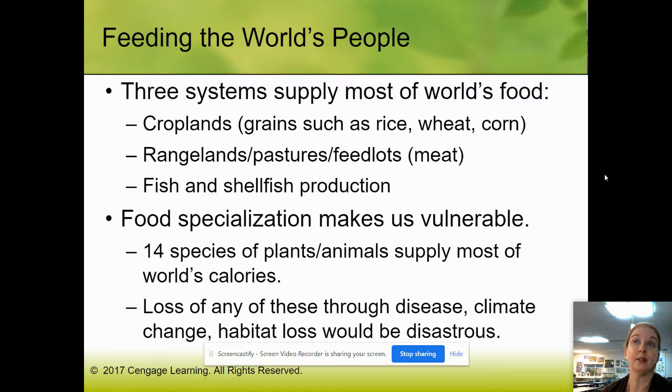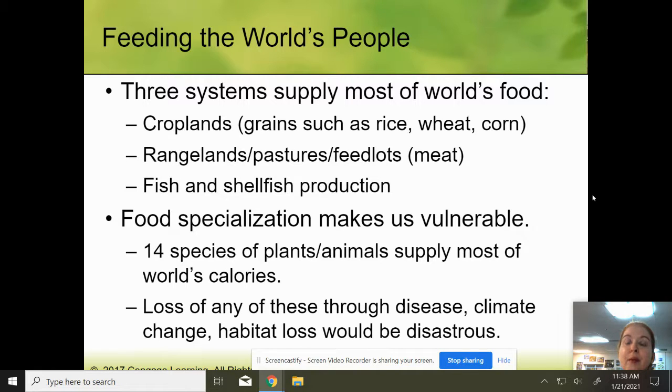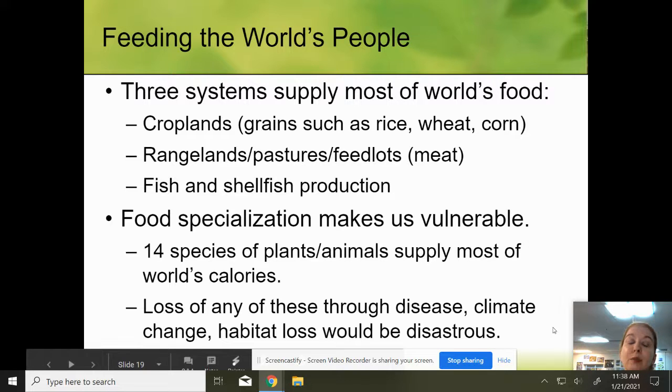We have croplands, such as your main grains, rice, wheat, corn, rangelands and pastures and feedlots, which give us our meat, and then your fish and shellfish production. Now, by specializing, it makes us a lot more vulnerable. About 14 species of plants and animals supply most of the world's calories. So if we lose any one of those through disease, climate change, habitat loss, it would be disastrous.